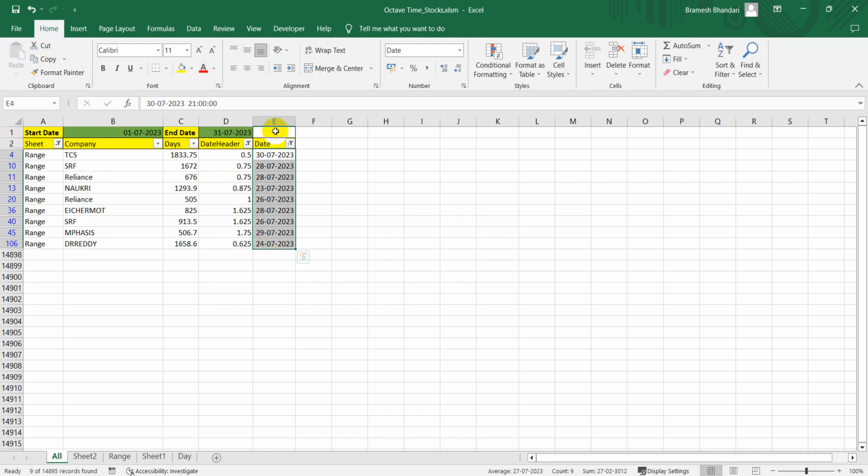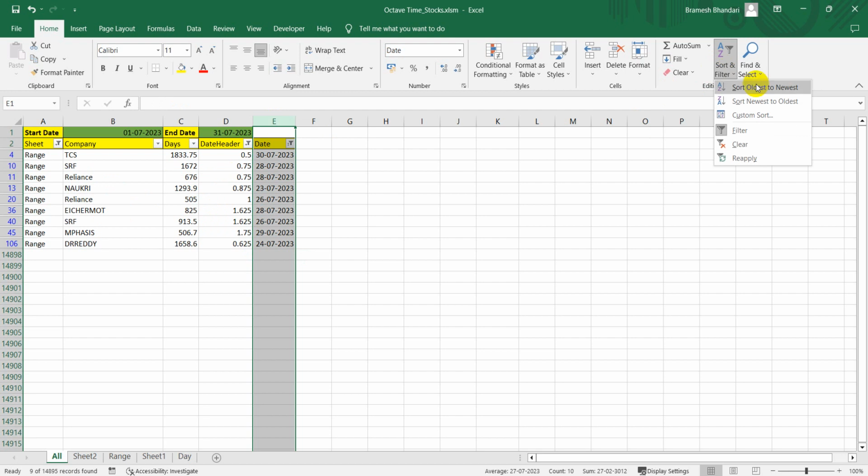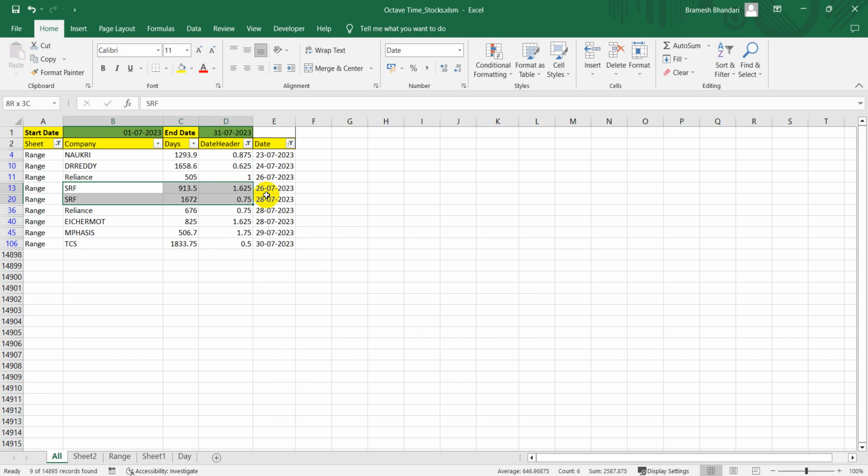These are the dates. I'll just sort them in order so it becomes easy for you. So 23 Naukri, Dr. Reddy's, Reliance, SRF is coming twice, 26 and 28. So if dates are coming twice, it's always prudent to focus on the last date or just do intraday on this day. Eicher Motor is on 28, Mphasis is on 29, TCS is on 30. So try to focus on these dates, and based on that, you will be able to capture some decent moves.